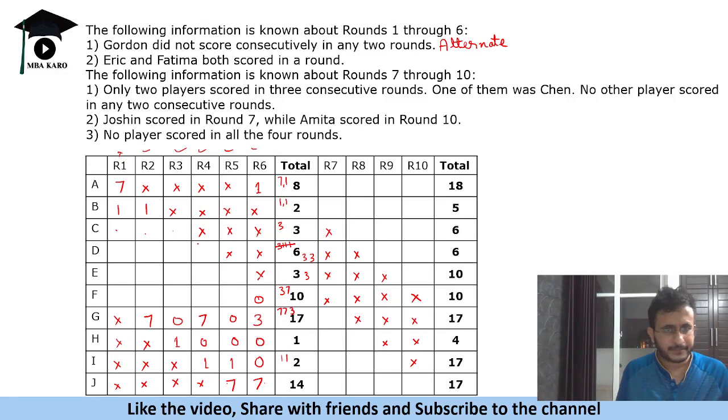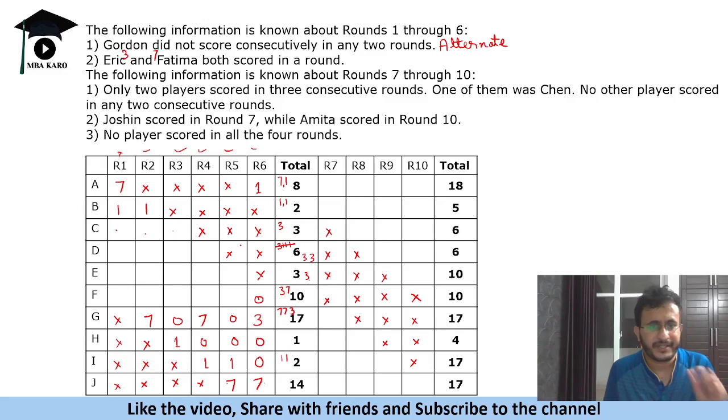Then we are yet to fill this. Then there is another condition: Eric and Fatima both scored in a round. Now see this. Eric has to score 3 points. In that same round, Fatima cannot score 3 because only one kind of score would be possible. So if Eric scores 3 in that round, then Fatima should score 7 in that same round.